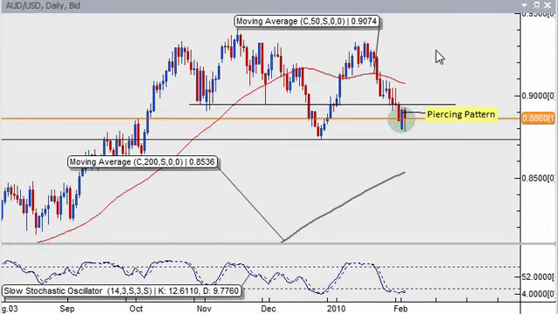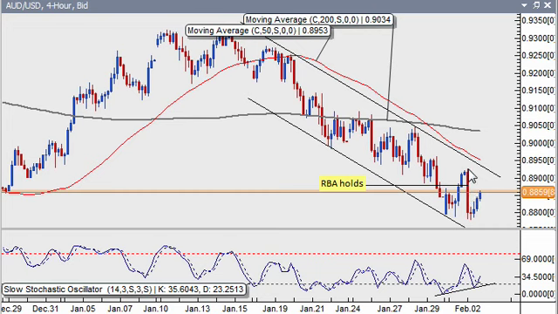Moving on to the Aussie dollar pair, you see here the week started with a piercing pattern, but the market didn't follow up with a further rally. Instead, the market declined today. Looking at the 4-hour time frame here, you see this very large bearish candlestick accompanying the RBA's, the Reserve Bank of Australia's, decision to hold rates. So that was a fundamental risk event here.